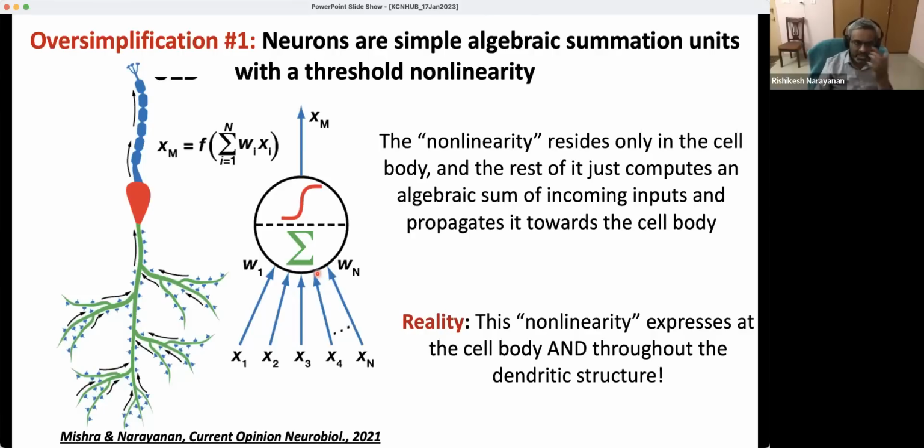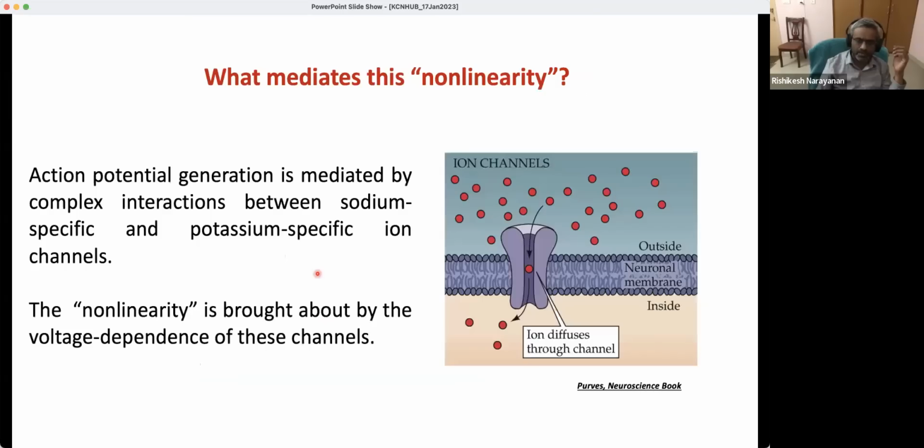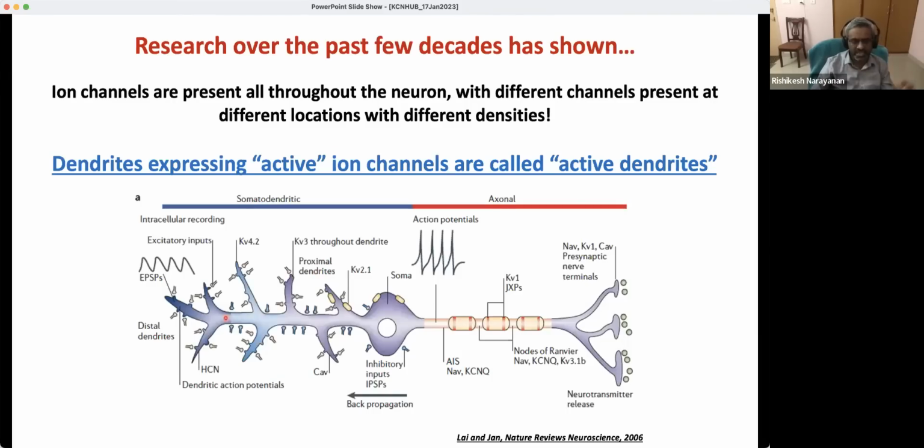As I mentioned, people in the 90s patched onto neuronal structures at different locations, and they found that the ion channels are present not just at the cell body or the axonal initial segment, but throughout the entire dendritic structure. Some of these ion channels, like the A-type potassium or the HCN channels, are present at higher densities in the dendrites of hippocampal and cortical pyramidal neurons compared to what you find at cell bodies.